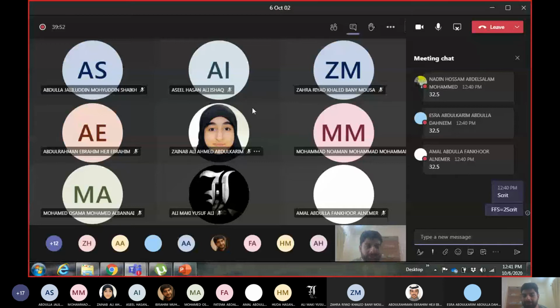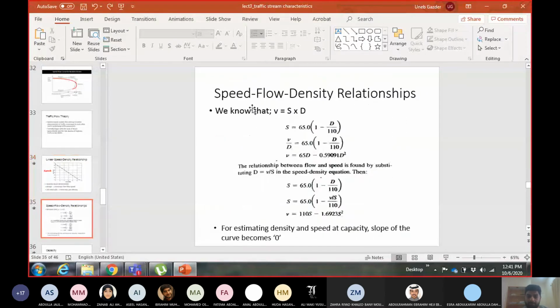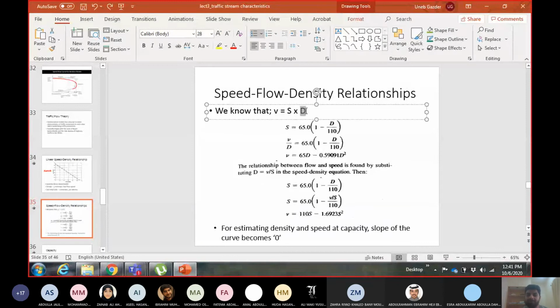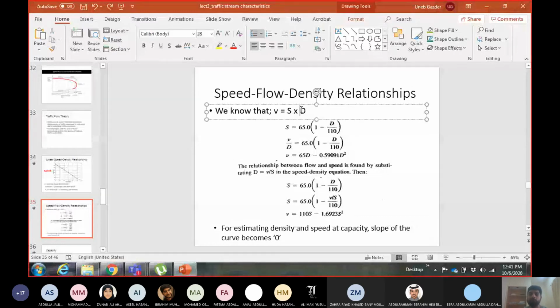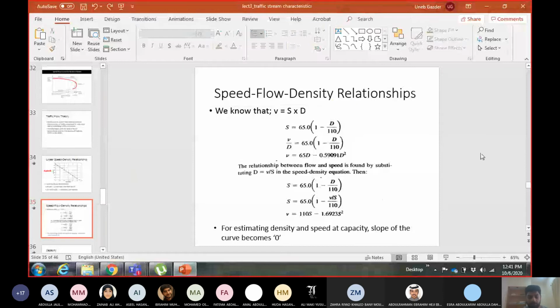Critical speed is the speed at capacity when the flow is maximum, and critical density is the density at capacity when the flow is maximum. I have the basic traffic flow equation here. You have critical speed and critical density. When you put them in this equation, you will get the maximum flow rate, because critical speed and critical density were the speed and density at maximum flow rate. So now I will put them in this equation and calculate the maximum flow rate, the capacity. So give me the capacity now.